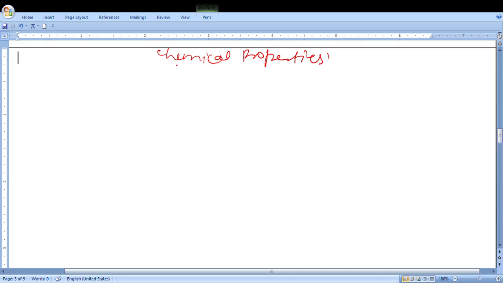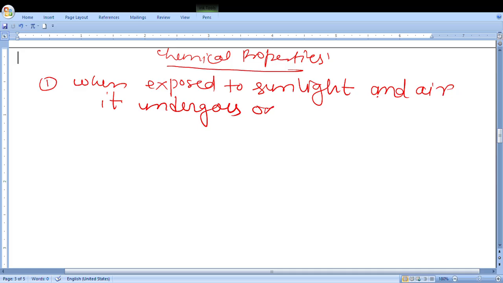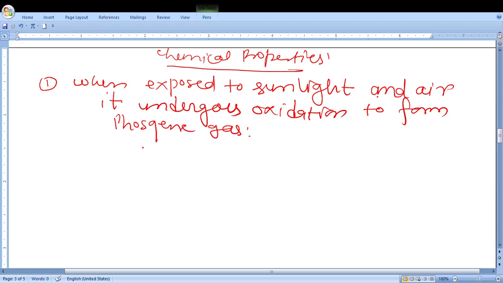Now we are coming to chemical properties of chloroform. Number 1, when exposed to sunlight and air, it undergoes oxidation to form phosgene gas, that is CHCl3 plus O2 in presence of sunlight.